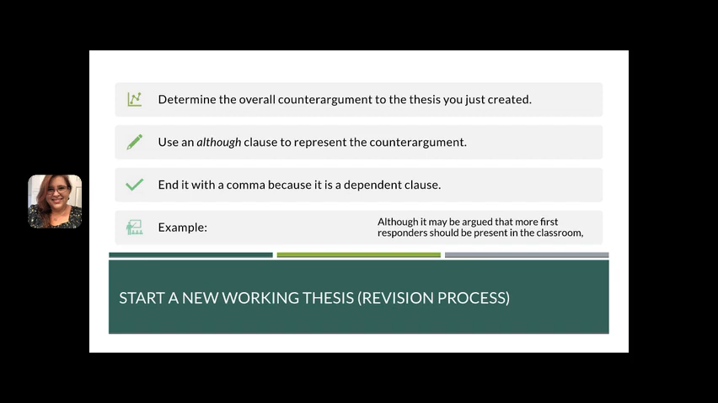So first off, what is the overall counterargument to the thesis you just created, to the main idea? You're going to try and put that very briefly into 3 or 4 words at the most. Use an although clause or even though to represent the counter argument, and end it with a comma because it's a dependent clause. And we're going to split this sentence into 3 sections, and this is the first section. So we're not ending our sentence, we're going to end this clause with a comma, and then we're going to move on to the next part of the sentence.